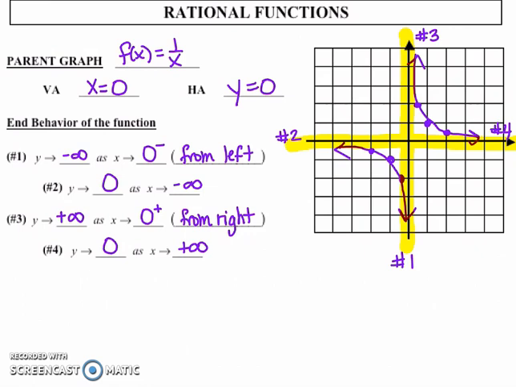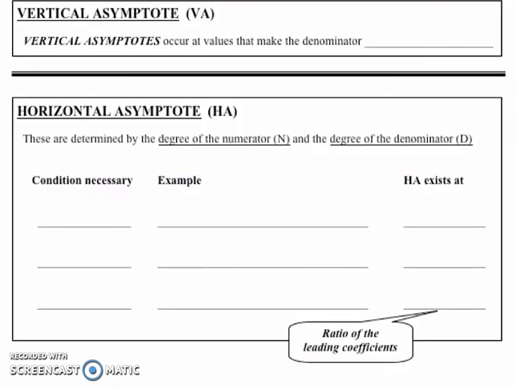So now let's talk a little bit about asymptotes. So first of all, vertical asymptotes occur at values that make the denominator undefined, right? So anything that would make my denominator equal to 0 is going to create a vertical asymptote in the graph. So if you don't have anything in the denominator, you don't have a vertical asymptote. But if you have any variable in the denominator, you're going to have a vertical asymptote somewhere. So in our parent graph, f of x is 1 over x, the denominator is x, the value that makes the denominator 0 would be if x were 0, therefore we have a vertical asymptote at that value.